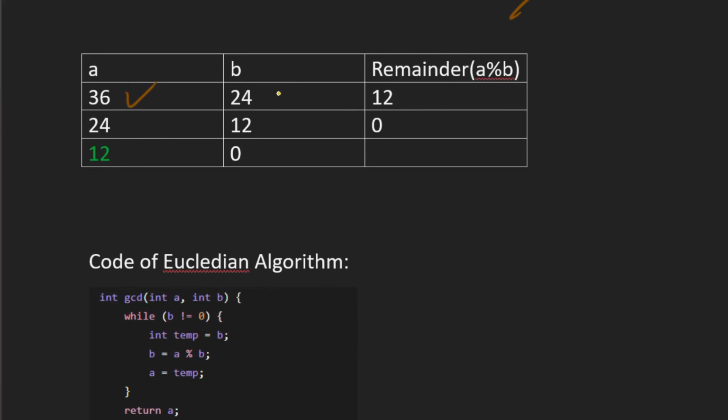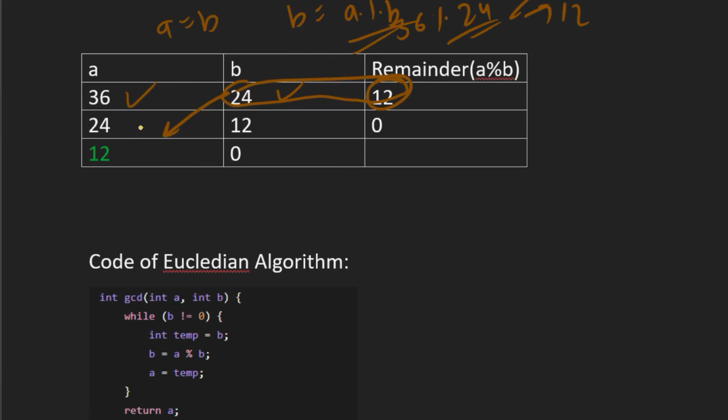So we have taken the numbers 36 and 24. Then what is the remainder? That is 36 modulo 24, which gives us 12. Now instead of 36 and 24, we will take 24 and 12 in the next round. So a will become b and b will become a modulo b, right? So 24 will come here and 12 will come here. Then 24 modulo 12 is 0, so now our remainder is 0. So again this 12 will go here and this 0 will come here.